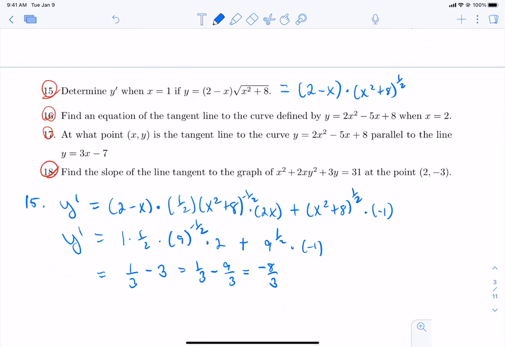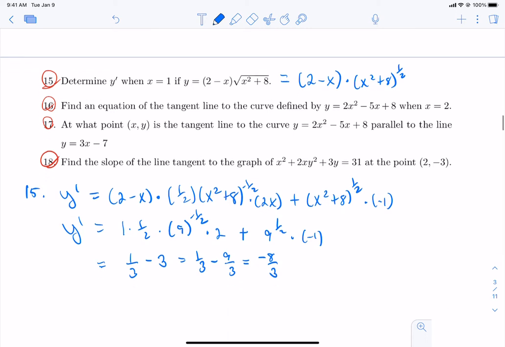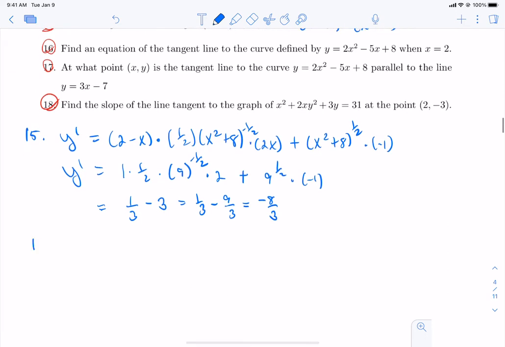Now let's jump to number 16. It says find the equation of the tangent line to the curve defined by y equals 2x squared minus 5x plus 8 when x equals 2. There were some steps that we talked about when finding the equation of a tangent line. First step is find the first derivative. Second step, plug in to find the slope of the tangent. Third step, use y minus y1 equals m times x minus x1. So anytime a problem asks me to find the equation of a tangent line, those tend to be the steps that I take. Okay?